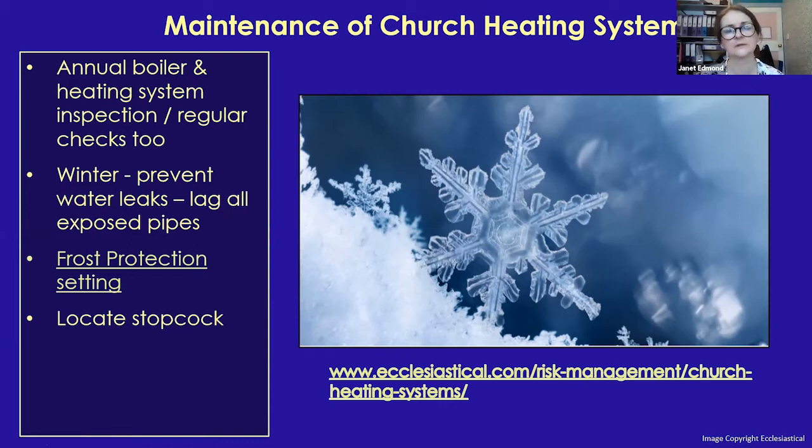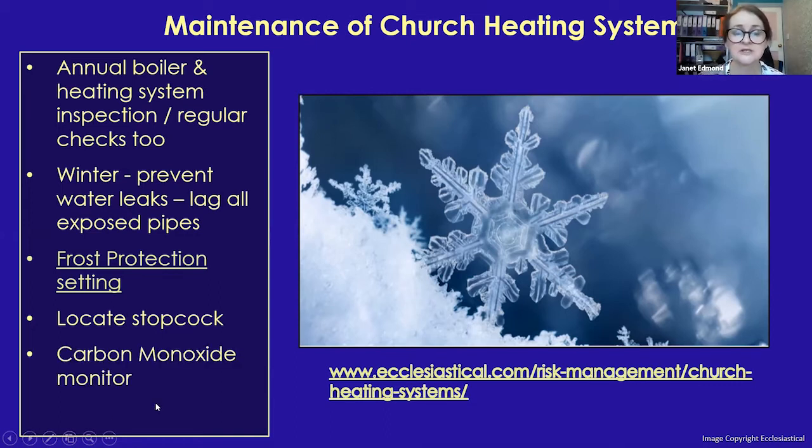Know where it is, and make sure other people know where it is as well. So if you do have a leak, you're able to stop the water and isolate it, and help to prevent any water damage throughout the building. Having a carbon monoxide monitor is something that you should be having in the building. If it's a public building, with people coming in, you need to protect against carbon monoxide.